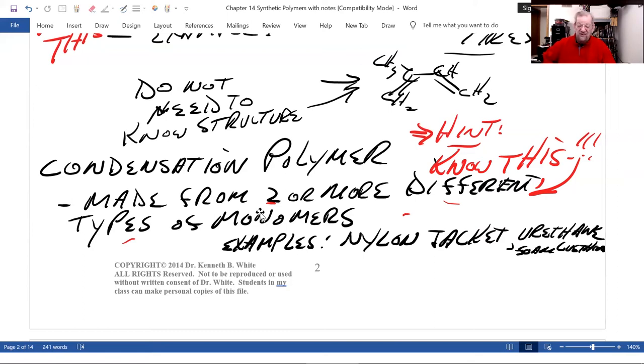Now, what's an example of this? Well, a nylon jacket. Another one would be a urethane foam, like in the seat cushions of your car. And a third one, which I don't have here, but I'll write down, would be a plastic bottle, such as my water bottle. If you look at this, this is made from a condensation polymer. So next time you see one of these, this is a condensation polymer.